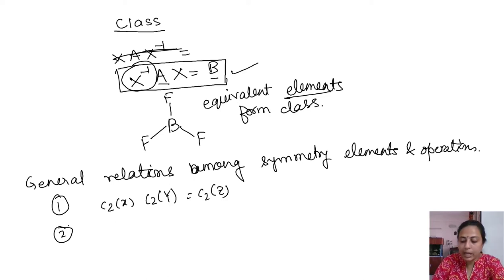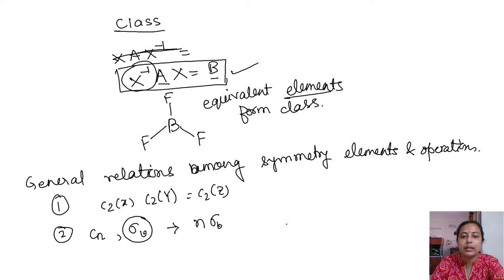Then if there is one Cn axis and there is a plane which contains the Cn axis, that means it has one sigma v, then actually there should be n sigma v's. Just like BF3, there is one C3 which is passing through the boron and which is perpendicular to the board. Now the sigma v's are these planes. So these particular planes contain the z-axis, so they are of course the sigma v.